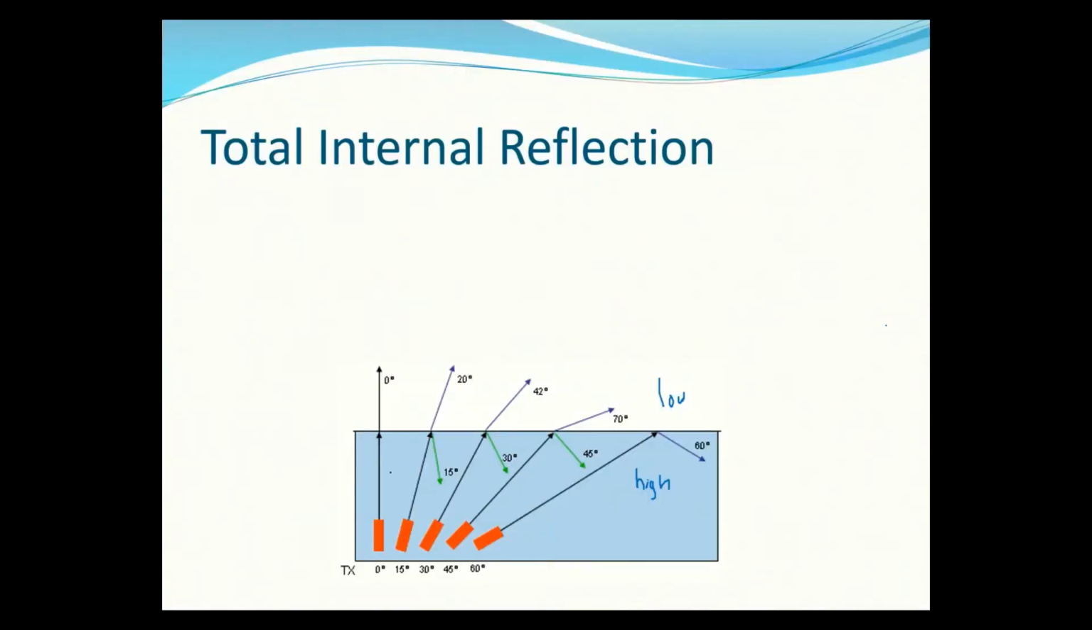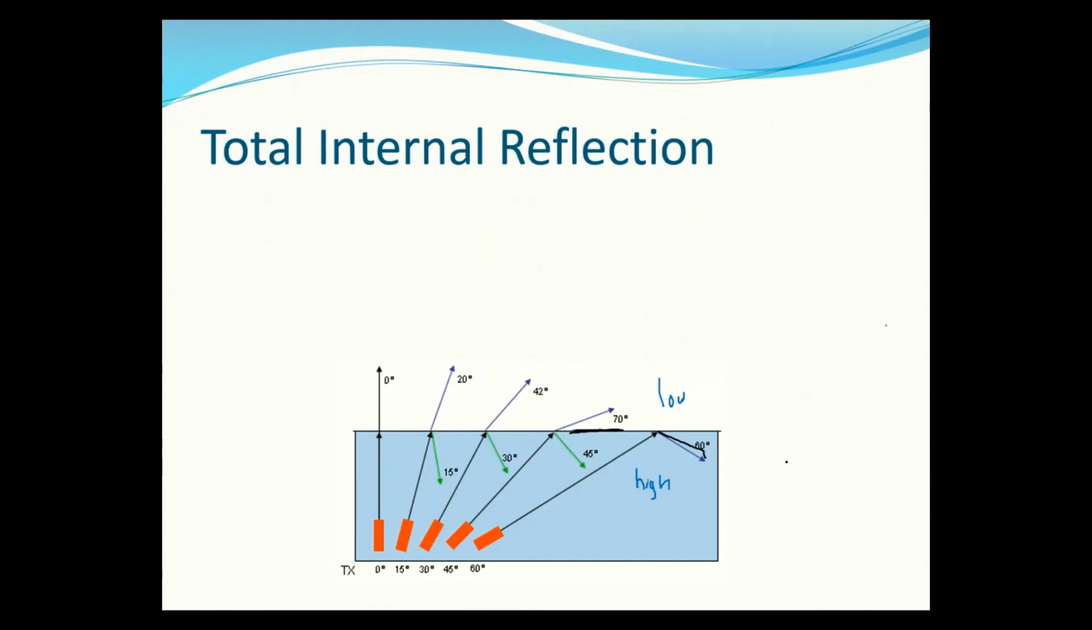But when we make this angle 15 degrees, it bends more, it's 20. When we make this angle 30, it bends at 42. When we make it 45, it bends at 70. And then at a certain point, we bend it so much that it reaches 90 degrees. I'm going to switch to a black pen. So it reaches 90 degrees here. Then anything after that angle, it just gets reflected like we saw in that video.